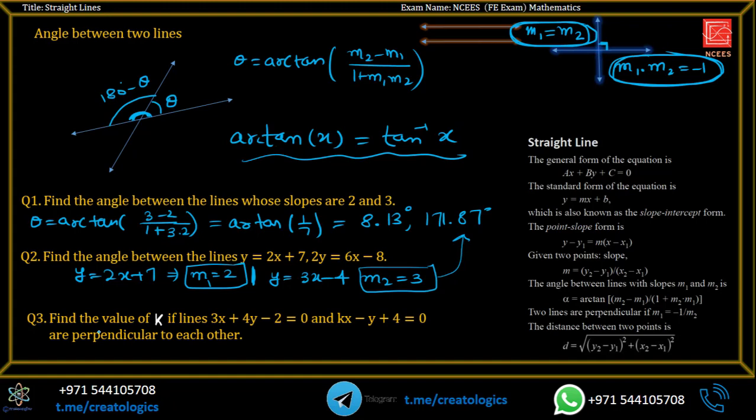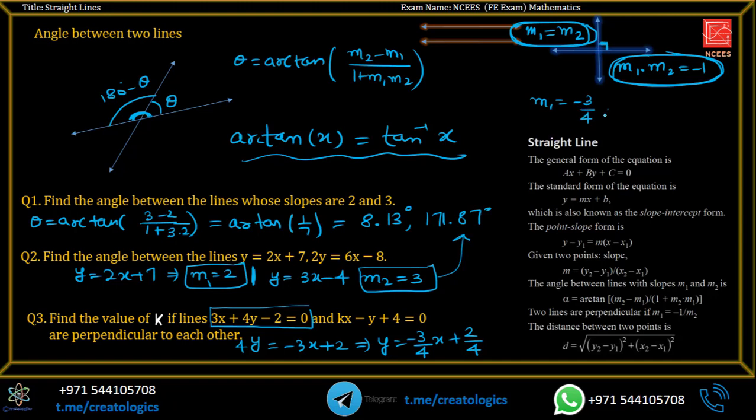Question number 3. Find the value of k if these two lines are perpendicular to each other. If these lines are perpendicular, it means the product of their slopes must be equal to -1. So we need the slopes. Let's take this part. We have 3x plus 4y minus 2 equal to 0. Find the value of y from here, because then the coefficient of x will be the slope. So 4y is equal to -3x plus 2. Now divide everything by 4. You will get y is equal to -3/4 x plus 2/4. So the coefficient of x, -3/4, is the slope of the first line: m1 is equal to -3/4.